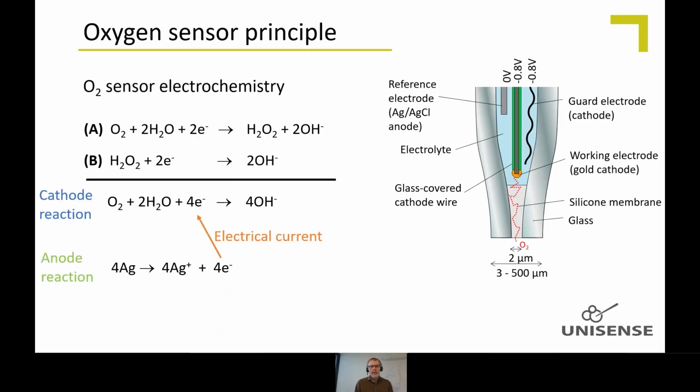The electrochemistry inside this sensor is that when oxygen touches the gold surface, this is what happens at the cathode. That is that oxygen becomes reduced. It receives electrons and is turned into hydroxyl ions. Up at the anode part, the reference electrode, silver is oxidized to silver ions and electrons, and the electrons flow through the cables and the picoamp meter down to the cathode. And this electron flow is the electrical current that we measure, which is the signal for oxygen.